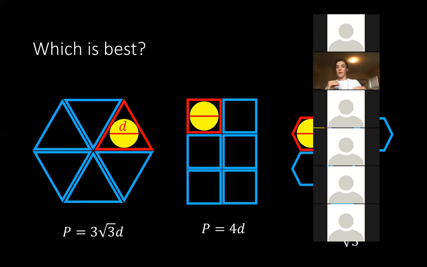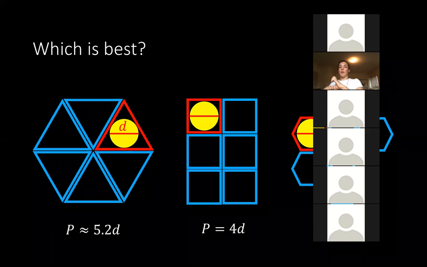I'm not very comfortable with the square root of 3, so I'm going to round these things off to just the nearest tenth. So the perimeter of the triangle is about 5.2 times the diameter of the egg. The perimeter of the square is exactly 4 times the diameter of the egg. And the perimeter of the hexagon is about 3.5 times the diameter of the egg. So here's our answer. If we have a certain size egg that we're trying to store in the nest, using hexagons, we can use the least amount of either wax or paper to pack all those eggs in.